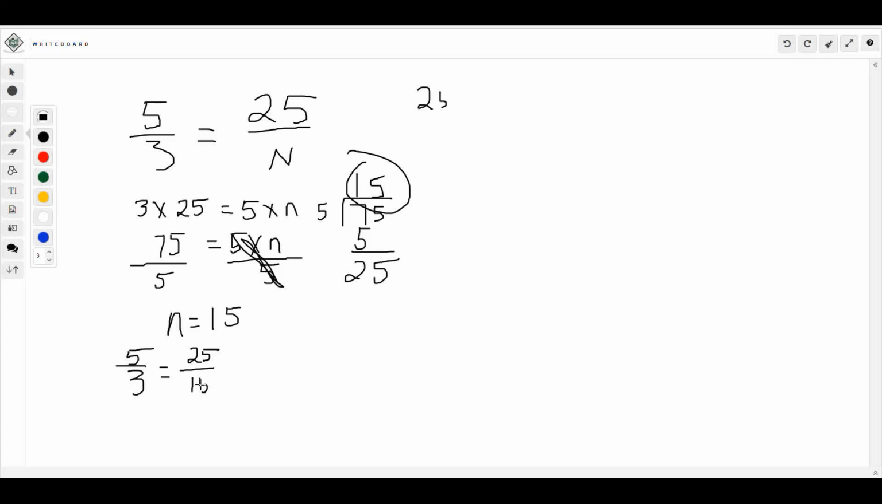Okay, so let's check and make sure this is a proportion. Is 5 times 5 25? Yes. Is 3 times 5 15? Yes. So that means this is a proportion. They're equivalent. Remember how we did that? Okay, so finish doing those exactly like this. Make sure you write down each step so you understand it.